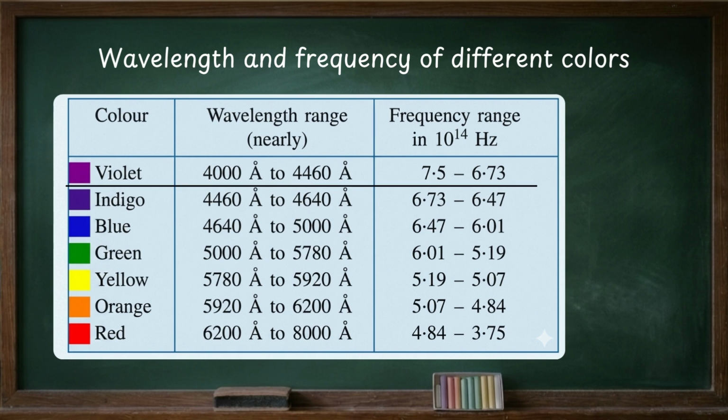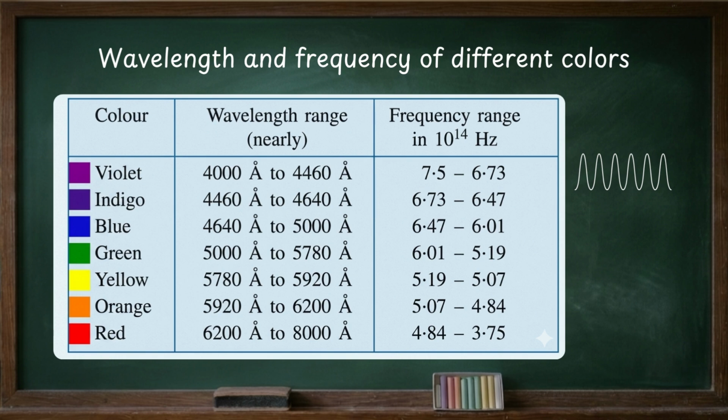Look at violet light. It sits at the short end of the spectrum, with a wavelength of just 4,000 angstroms. But because its waves are tightly squished together, it hits the absolute highest frequency at 7.5 times 10 to the power of 14 hertz. As you scroll down the table through blue, green, and yellow, the waves stretch out. The wavelength numbers get bigger while the frequencies drop.